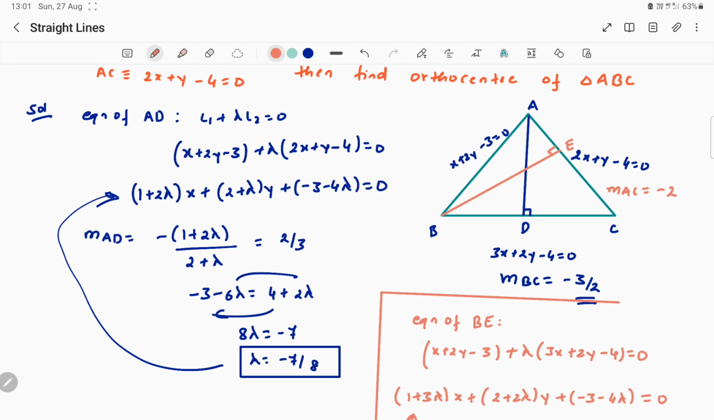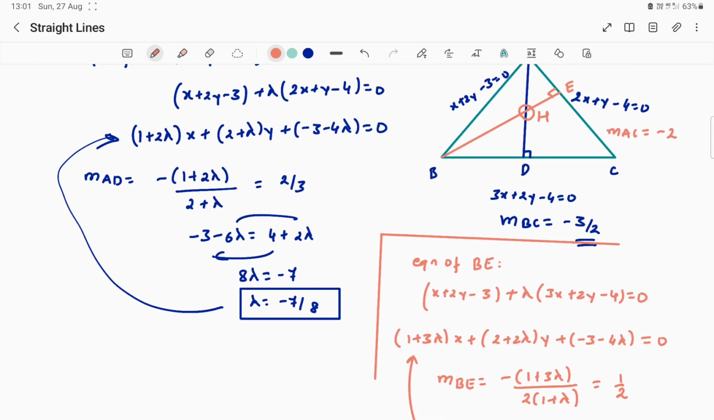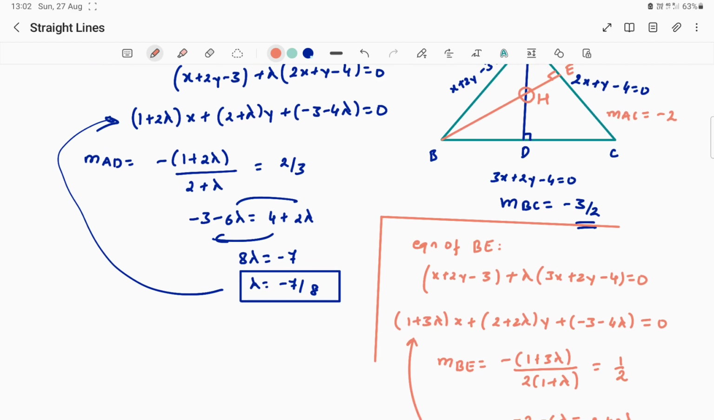So now you have the equation of AD, you have the equation of BE. Solve them. This point of intersection is going to be the orthocenter. Is it okay? So the remaining calculation, I can do it. Okay, let me do it.